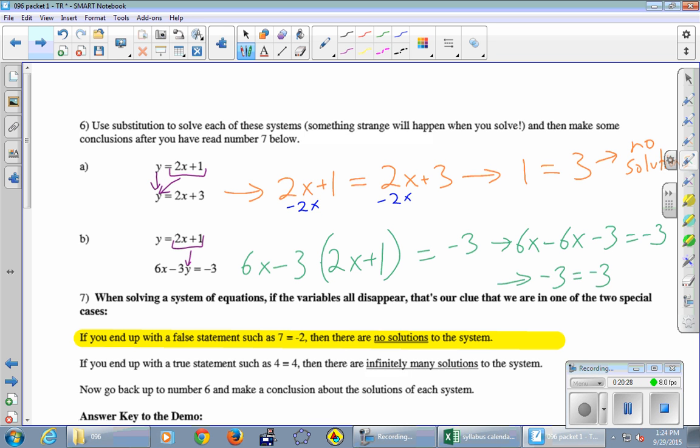Doesn't mean we did anything wrong. It just means we're in one of these special cases. If the x's all disappear, you're either in parallel or same line. Not our usual case, which is just intersecting lines that have one point in common. Jake?